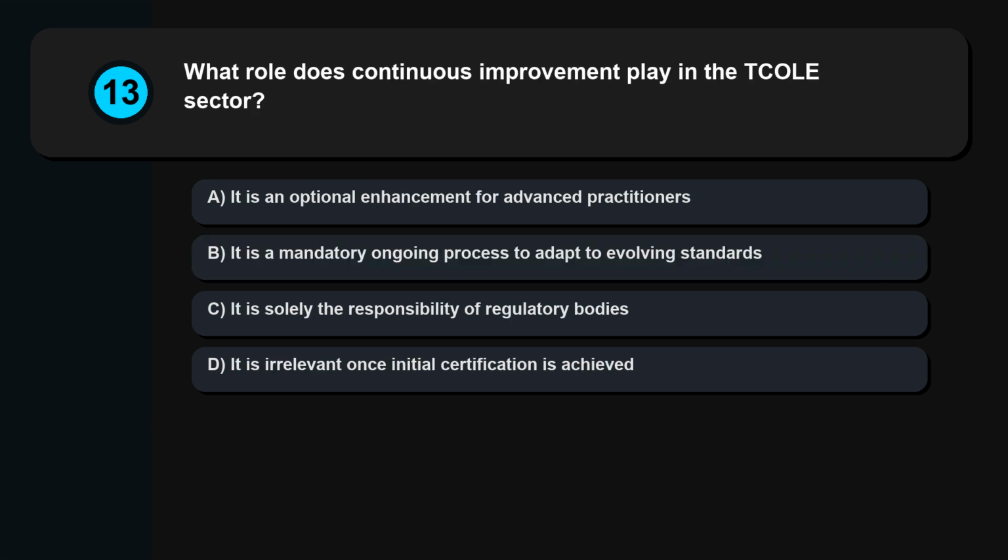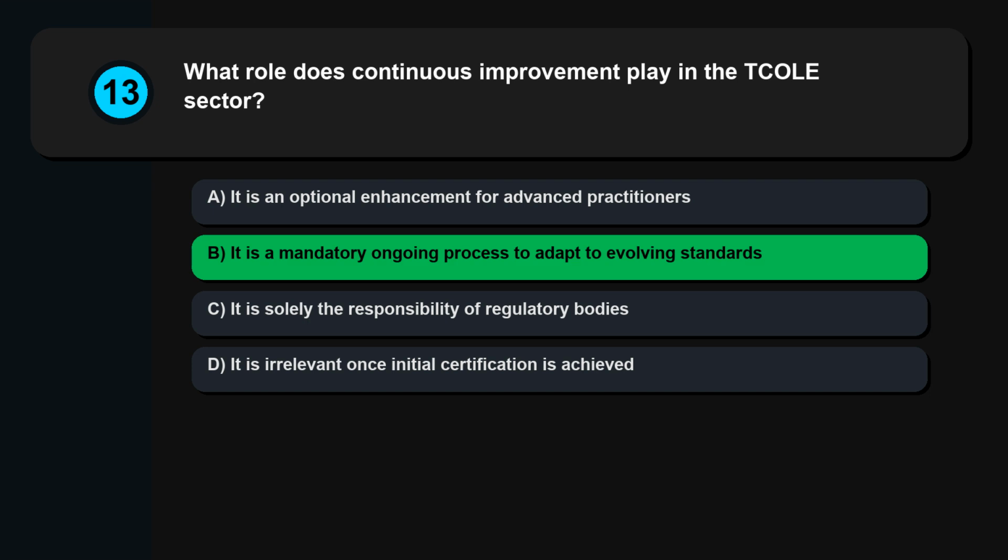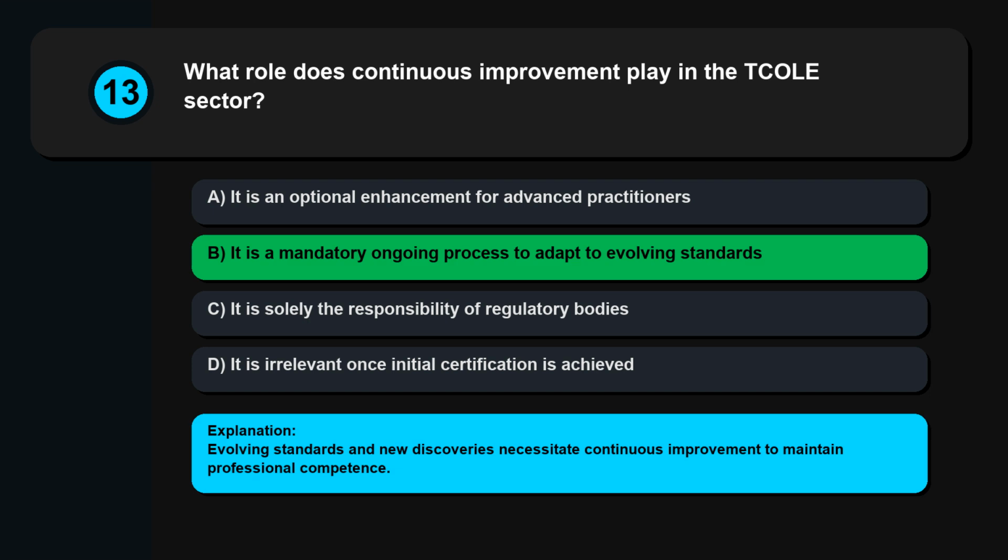Question 13. What role does continuous improvement play in the TCOLE sector? It is an optional enhancement for advanced practitioners. It is a mandatory ongoing process to adapt to evolving standards. It is solely the responsibility of regulatory bodies. It is irrelevant once initial certification is achieved. Evolving standards and new discoveries necessitate continuous improvement to maintain professional competence.